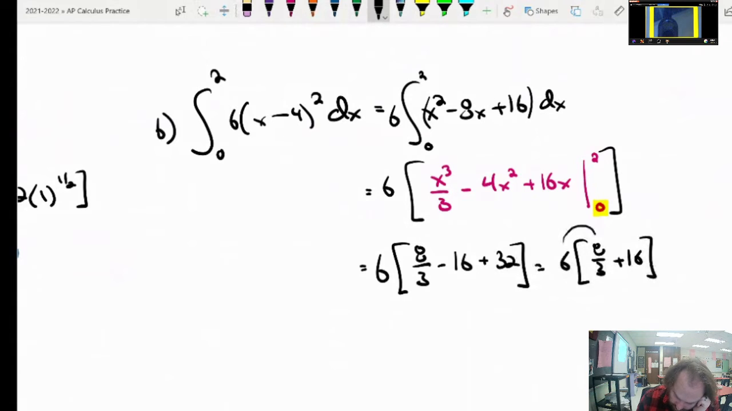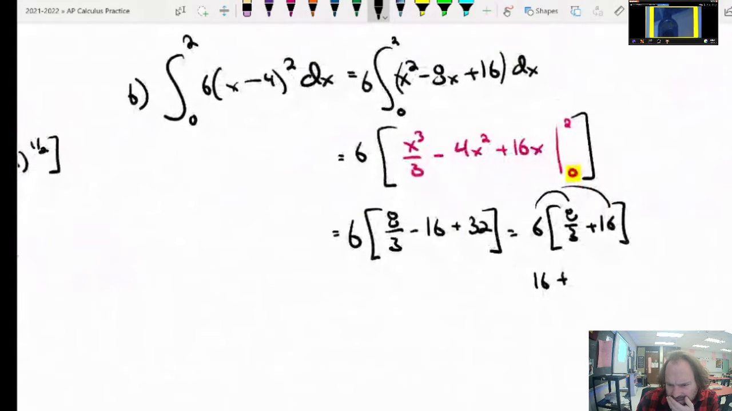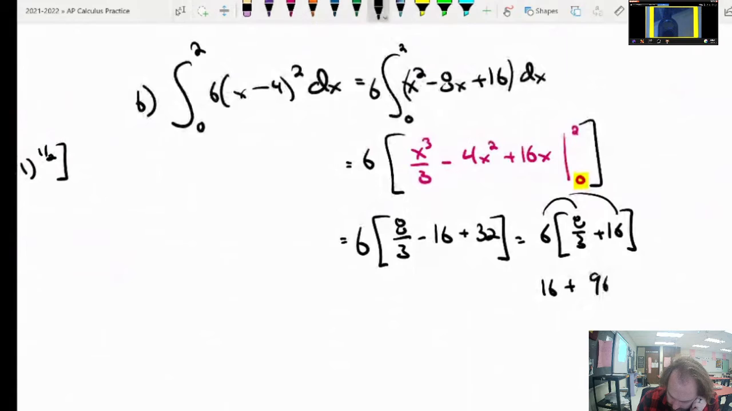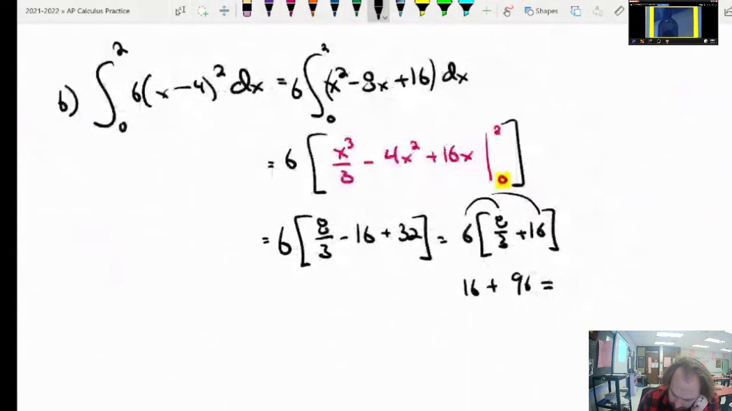And if we do the distribution now, the 6 over 3 becomes 2. 2 times 8 is 16. This is 16 plus 6 times 16, which is, oh, I'm not using a calculator. 6 times 16 is 60 plus 36, 96. And that's going to end up being 102 plus 10, 112, which is confirmed the correct answer.